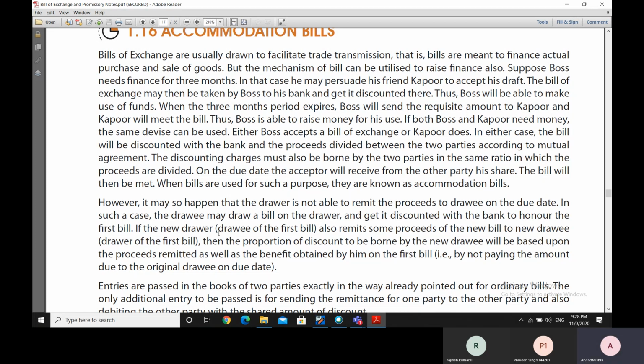Now, if the new drawer, who is actually the drawee of the first bill, also remits some proceeds of the new bill to the new drawee, who is actually the drawer of the first bill, then how much proportion of the bill discount will be borne by the new drawee will be based upon the proceeds remitted as well as the benefit obtained by him on the basis of the first bill, that is, by not paying the amount due to the original drawee on the due date.